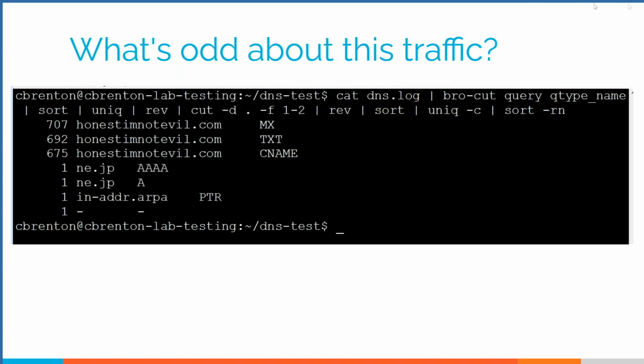Honestimnotevil.com and ne.jp are domains. There was a host within the domain that was being queried. I simply stripped that off because I wanted to see what queries were going to the domain and what type of query they were. Large text record file? We don't know the size of the text record file. All we know is that there were 692 of them. So that's not size, that's quantity. That's how many times we did a text query for one or more hosts within honestimnotevil.com yesterday.